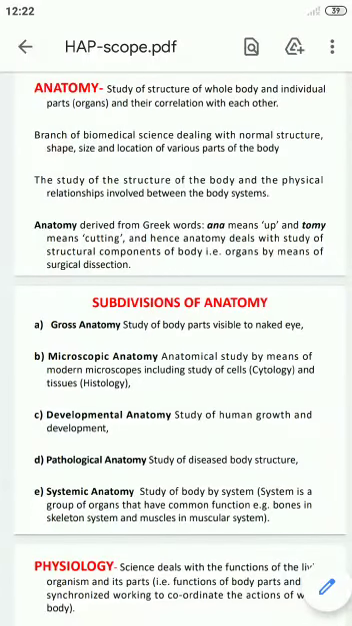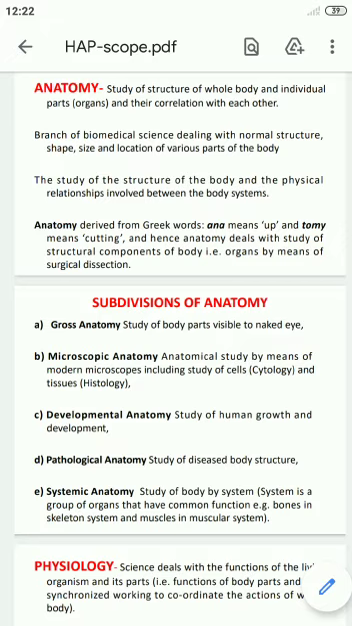Hello students, today we will start the topic of human anatomy and physiology subject. Okay, this is a common topic for B Pharmacy and D Pharmacy also. Now today we will start the scope of human anatomy and physiology.